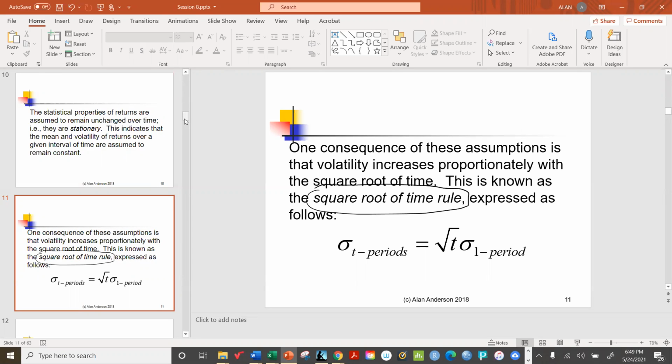So in other words, if my volatility over one day is 1%, my volatility for a week, or 5 trading days, would be 1% times not 5, but the square root of 5. And that's approximately equal to 2.236%.